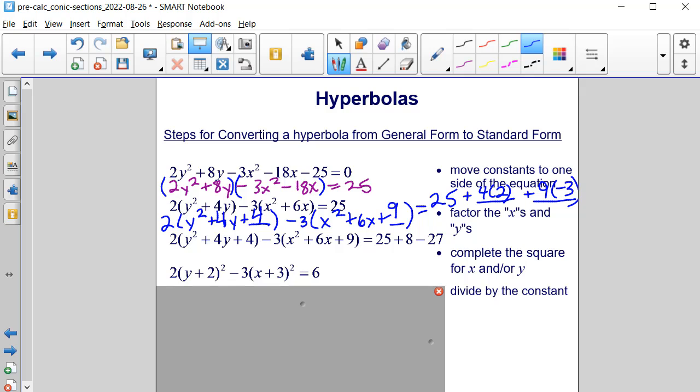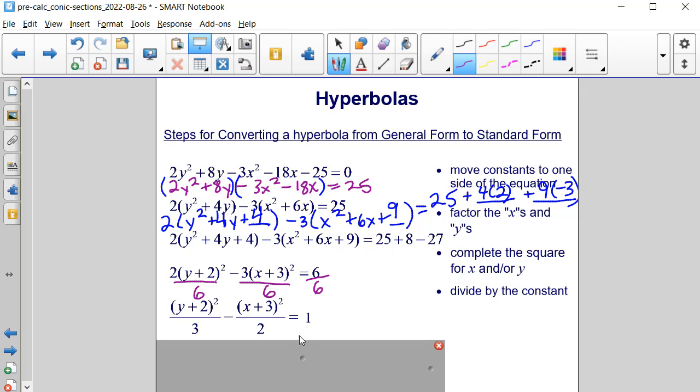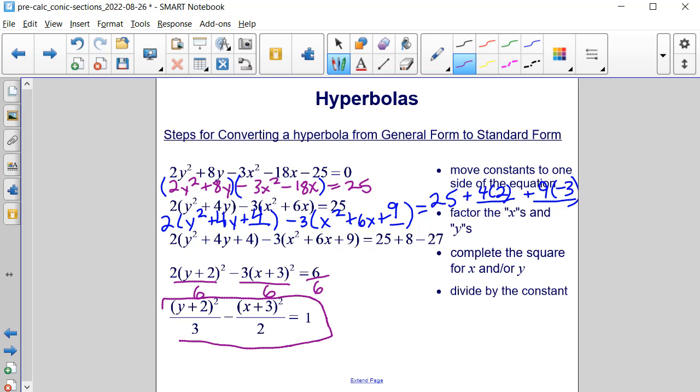And the last step is to divide all of our terms here by our constant that's all by itself on the right-hand side. So we're going to divide by 6, divide by 6, divide by 6, and we're going to simplify. So we're going to have just y plus 2 squared over 3 minus x plus 3 squared over 2 is equal to 1. And that is the final standard form of our hyperbola, or the final equation of our hyperbola in standard form.